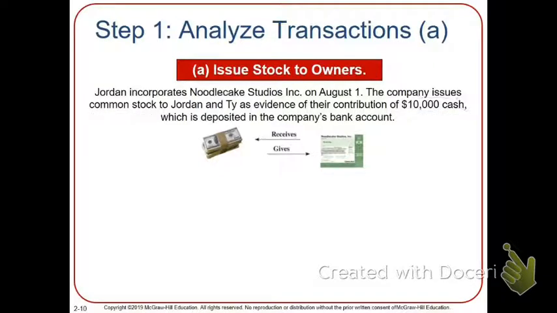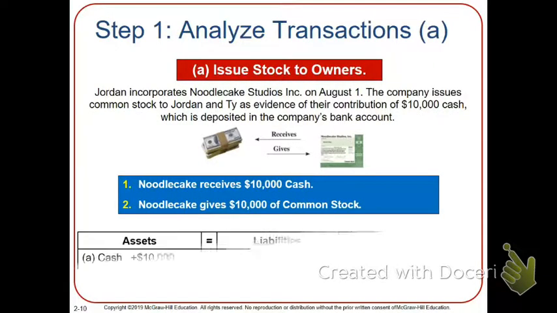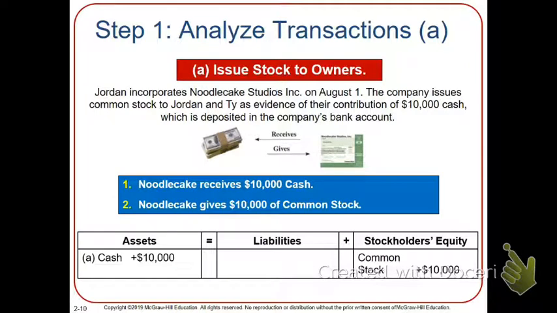The way we look at this transaction is cash went up and common stock went up. That's how we know something happened. We received something and we gave something away. If we didn't receive or give something, then a transaction didn't happen. That's how we're analyzing these transactions right now.